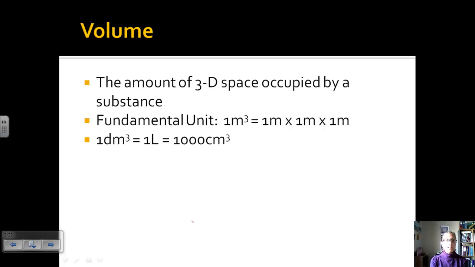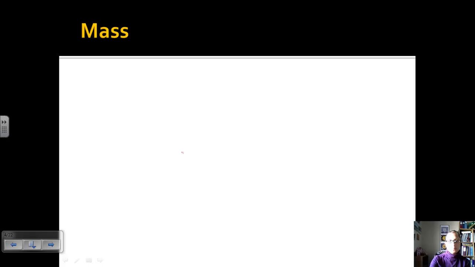Some other units: 1 decimeter cubed is equal to 1 liter, which is 1,000 centimeters cubed. The really important conversion here is that 1 centimeter cubed is equal to 1 milliliter. When we're measuring solid things, we usually measure length, width, height. When we're measuring liquids, we measure in liters or some sort of liquid volume. That's how we relate the solid volume to the liquid volume: 1 centimeter cubed is 1 milliliter.